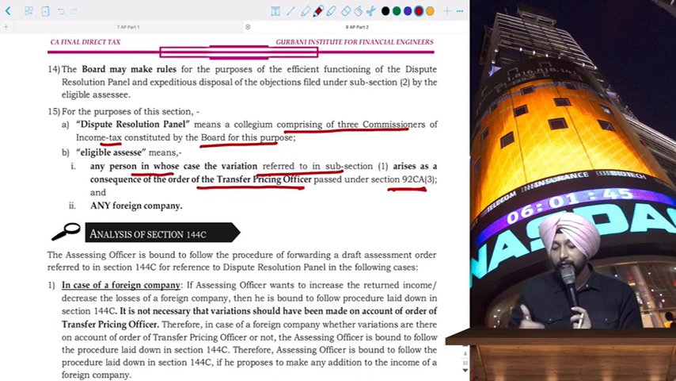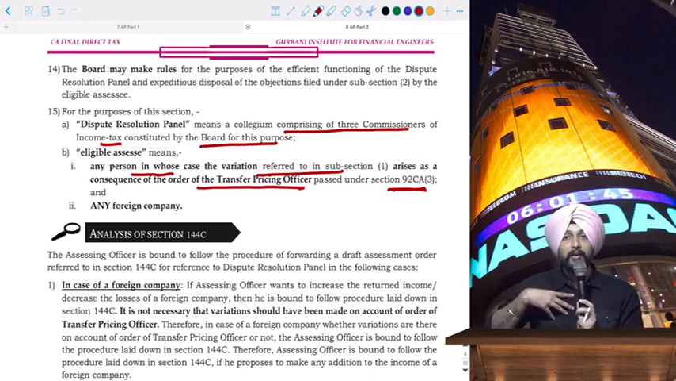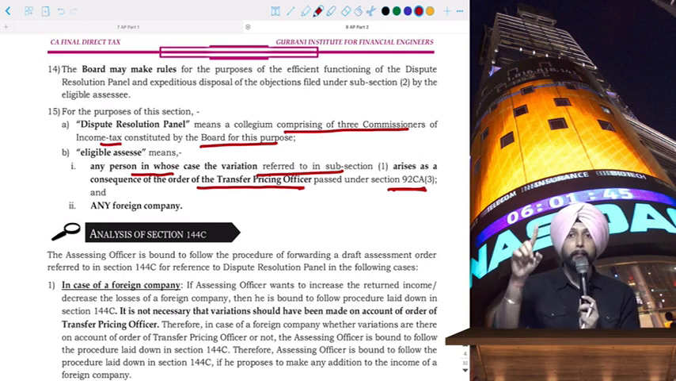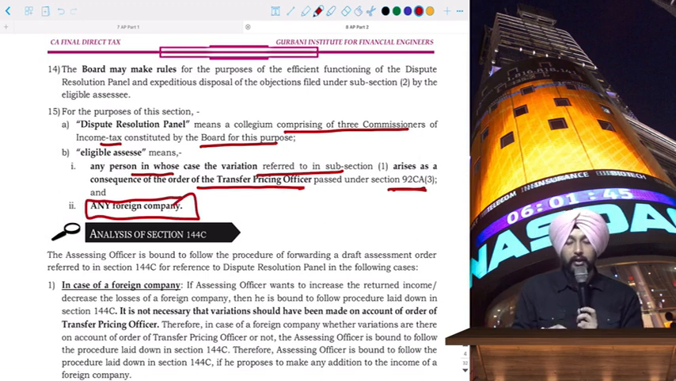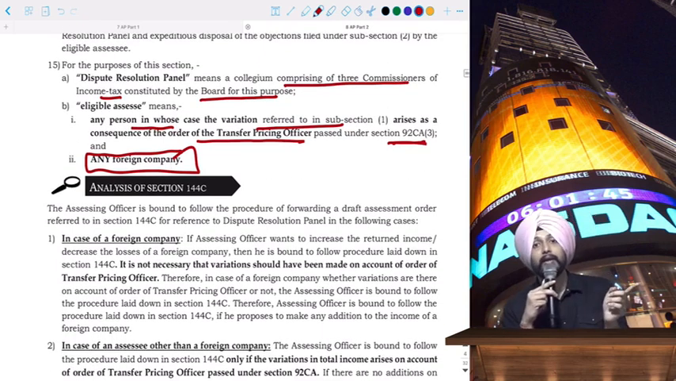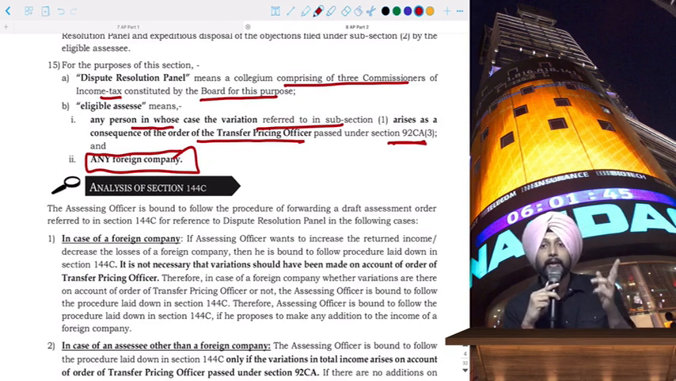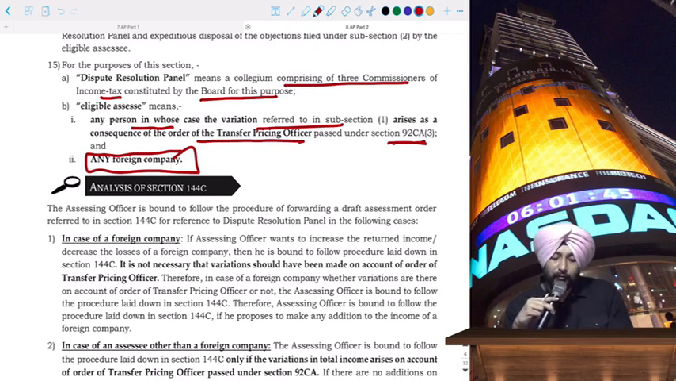So what am I saying? If there is any person in whose case the variation has been reported by the transfer pricing officer, which means a part of my return has been modified based on the report given by the TPO to the assessing officer, in those cases we can go to the DRP, Dispute Resolution Panel, under 144C. Or if it's a foreign company, whatever be the transaction, it has to go to DRP. So for a foreign company there is no criteria, but for a person other than a foreign company, the modification in the return should have happened on the grounds of the TPO. Then only can that be referred to DRP. In the analysis, we will understand this better.